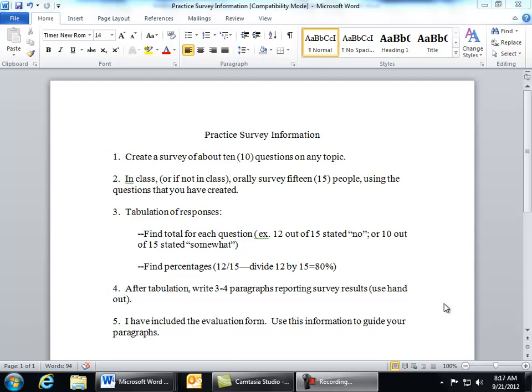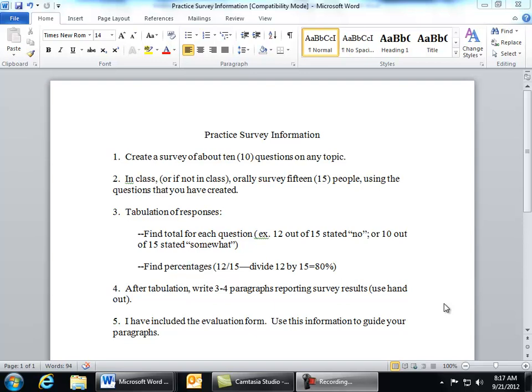Maybe you're looking to find percentages. 12 divided by 15 equals 80%. So either 80% agree or disagree with your question. This is something else to use towards your survey because it's going to help you with your topic. Of course, if so many people are saying no, maybe it's time to rethink your question and restate it, or maybe it's time to find a new question.